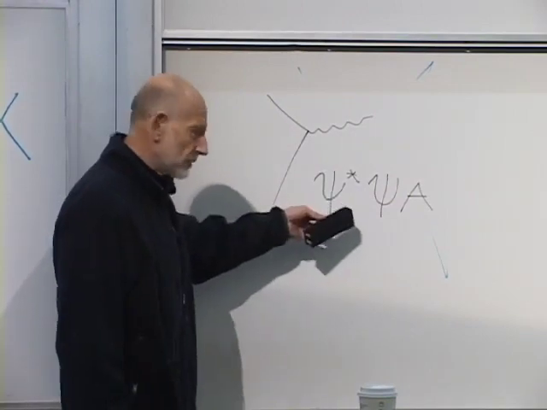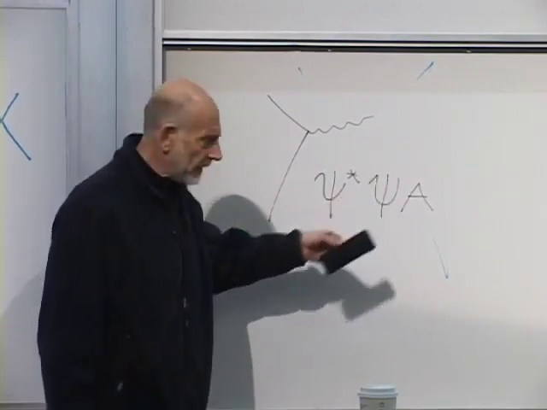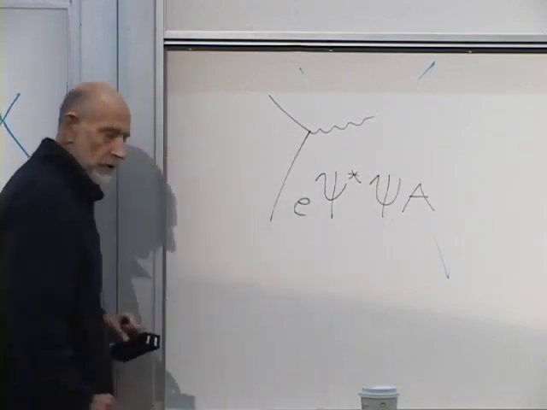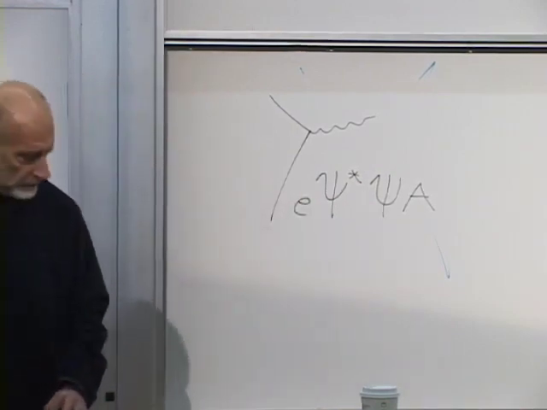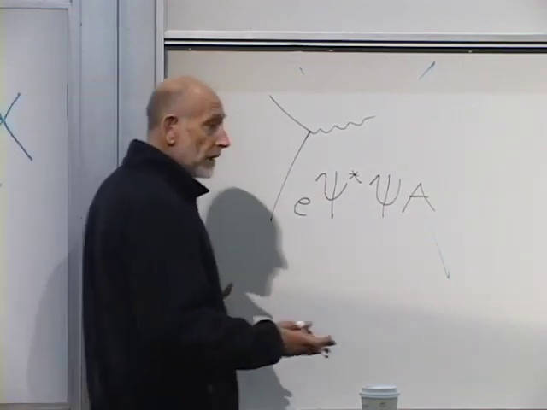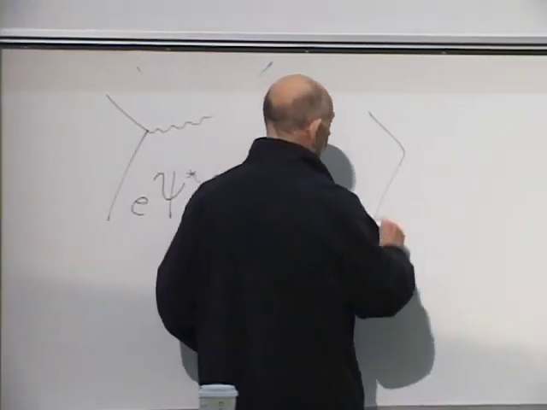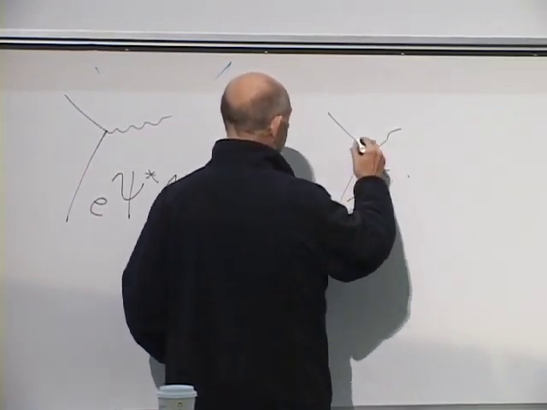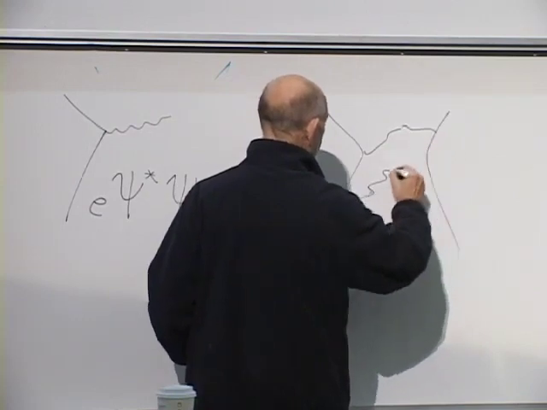There are some Dirac matrices, but then the numerical coefficient in front of it is the electric charge in certain units, a certain dimensionless definition. All right, now the only processes in quantum electrodynamics are the emission and absorption of photons from electrons. That's all there is.